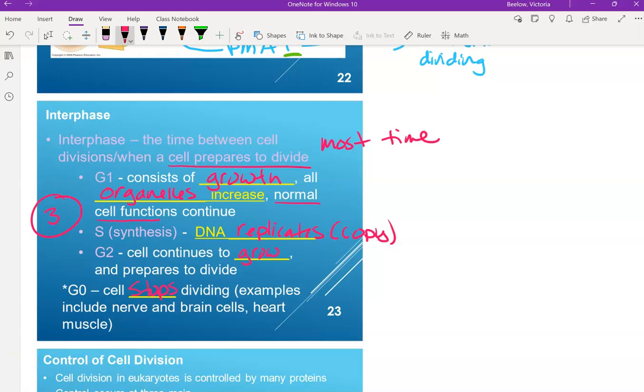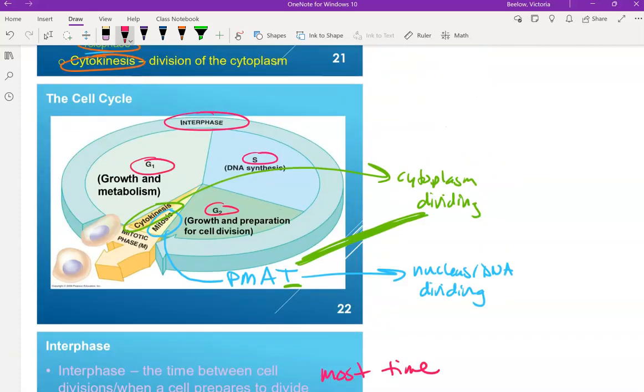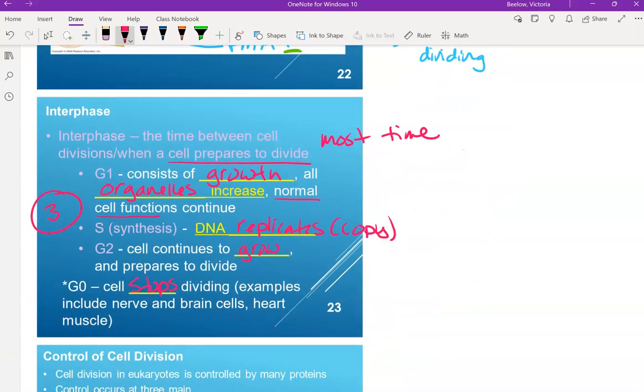stops dividing. This is when the cell literally will exit the cell cycle and it just stops going through this process altogether. Some examples of cells in the body that do this are nerve cells, brain cells, and heart muscle cells. And that makes a lot of sense. This is why brain injuries, spinal cord injuries to the central nervous system, and even injuries to the heart are so devastating. Your skin, when you get a cut, those skin cells replace themselves, no problem.